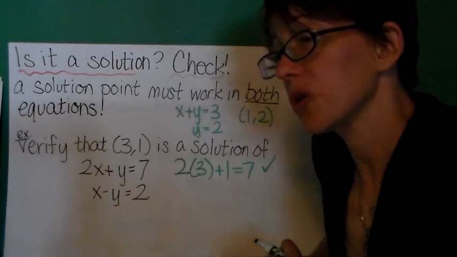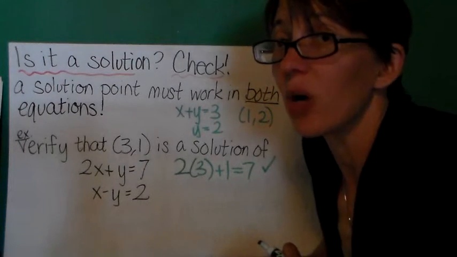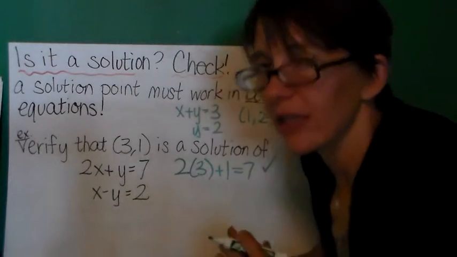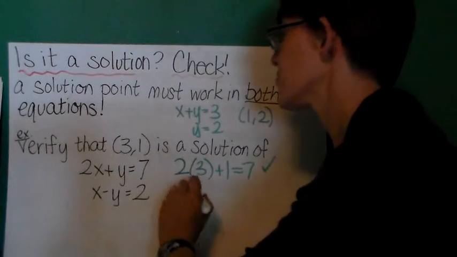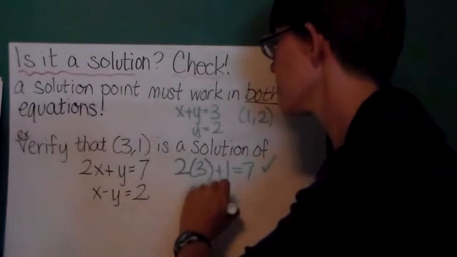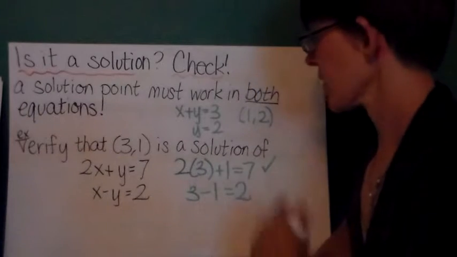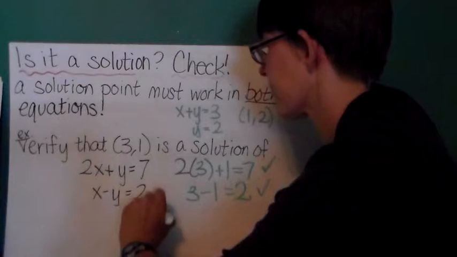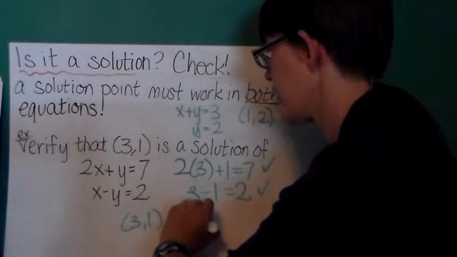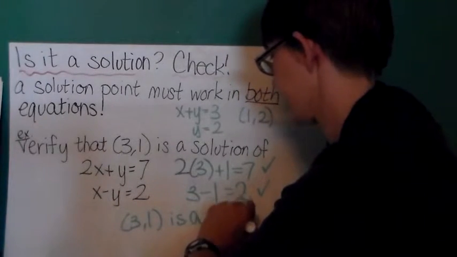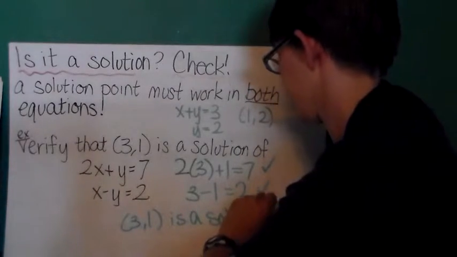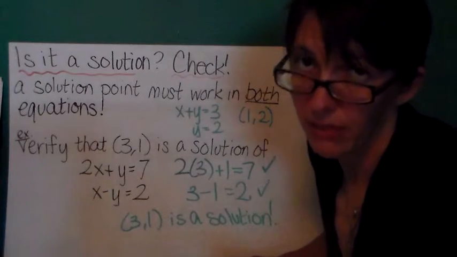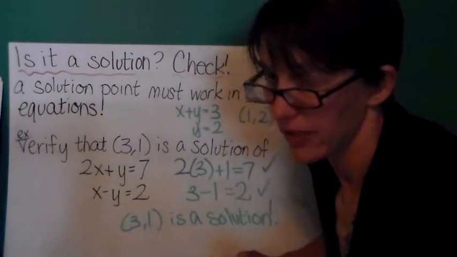Once I've verified that it's a solution for one equation, it's okay to go on to the next equation. If it doesn't work in that first equation, why even bother checking? It's not going to be a solution of this system. So now I'm going to do 3 minus 1 equals 2. Hey, that works too. So 3, 1 is a solution. Remember, again, if it doesn't work in both equations, it is not a solution.